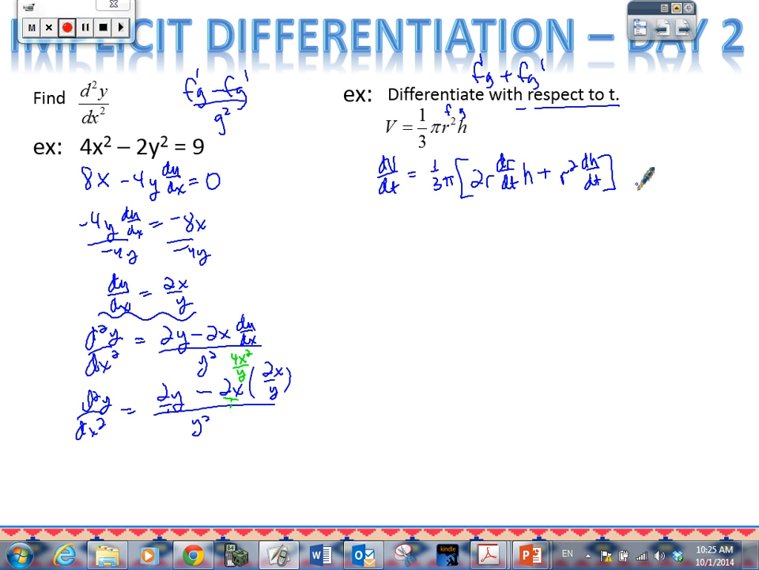And then we're done. We're not going to do any simplifying on this because tomorrow we'll do different things with it. But what I would like to talk to you about is look at how many rates are represented here. We have the rate that volume is changing with respect to time. We have the rate that the radius is changing with respect to time. And we have the rate that the height is changing with respect to time. So that's a lot of different rates. I hope that that would make sense to you.